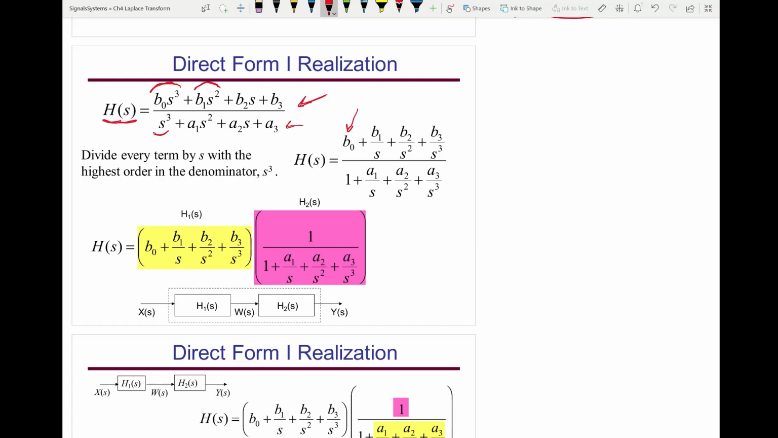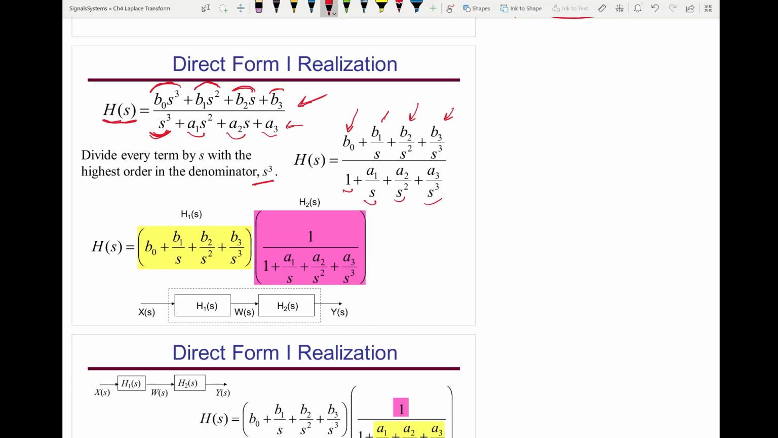You divide this by s cube, you get b1 over s. You divide this by s cube, you get b2 over s squared. This one, you get b3 over s cube. Same thing, you divide this by s cube, you get 1. Here, you will get a1 over s. Here, you will get a2 over s squared, a3 over s cube. So that's what we did. We divide every element in the numerator and the denominator by s cube.